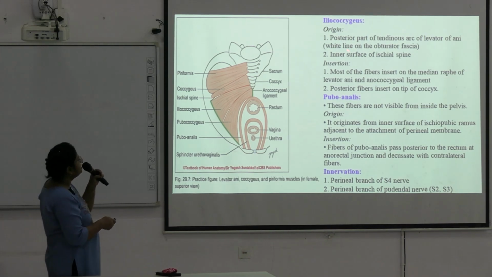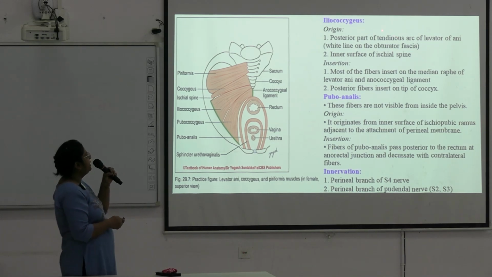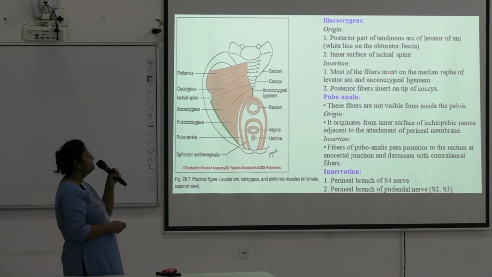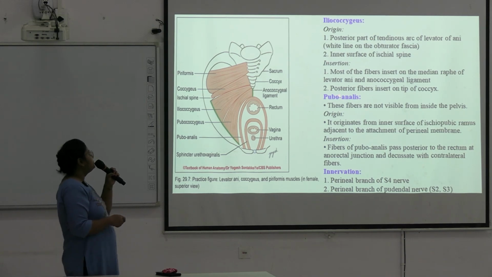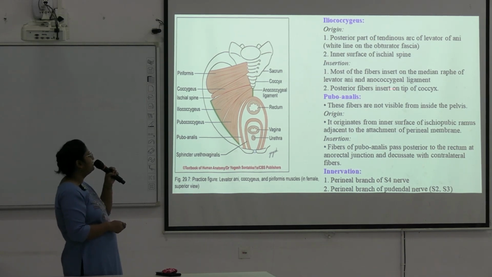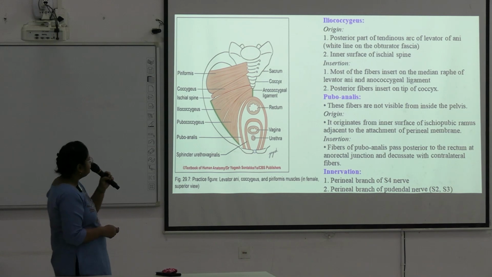Origin is from the posterior part of the tendinous arc of levator ani, that is the white line on the obturator fascia. We have discussed this previously. And the inner surface of the ischial spine. So this is the origin. Insertion, most of the fibers insert on the median raphe of the levator ani and the anococcygeal ligament, and the posterior fibers insert on the tip of the coccyx.